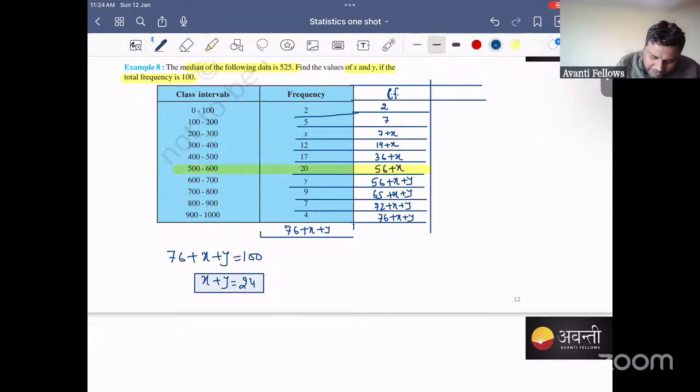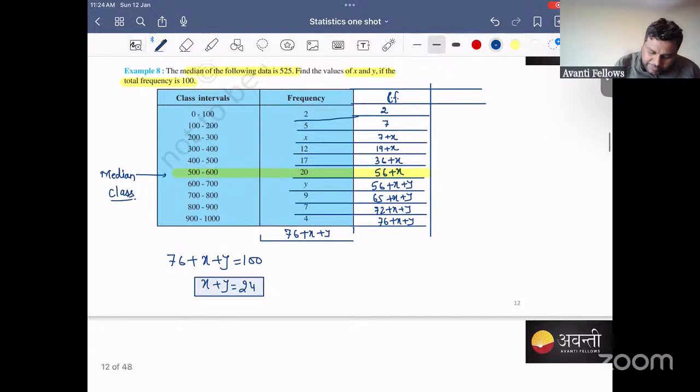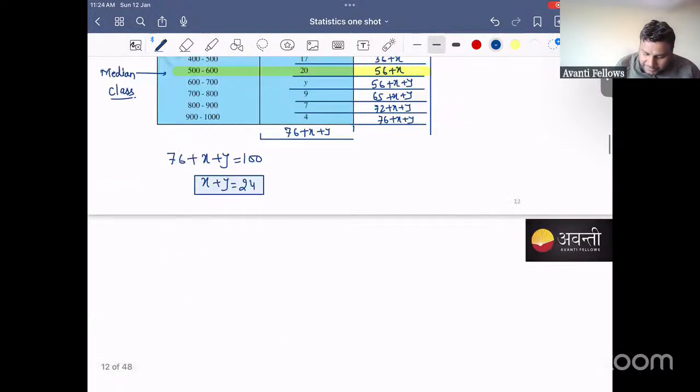So this is what I define as median class. This is what we call median class. Now, median is, they are providing 525. So the formula for median is L plus (n by 2 minus CF, cumulative frequency) divided by frequency into h.